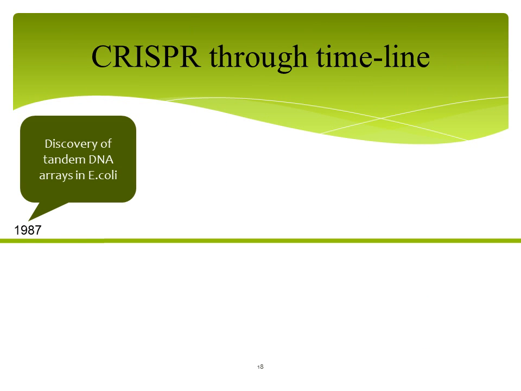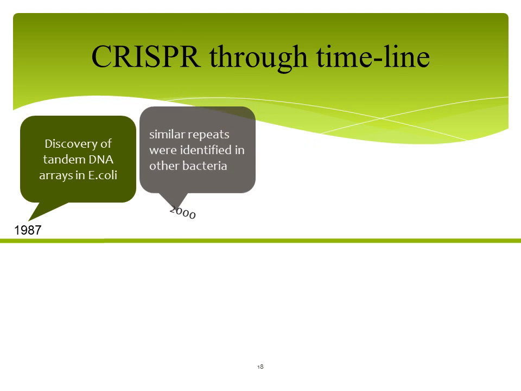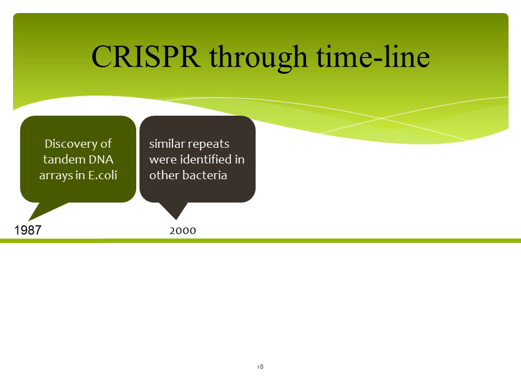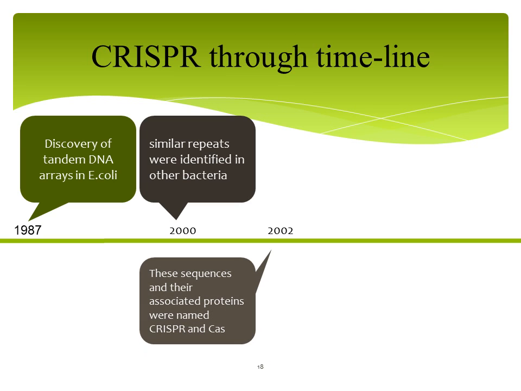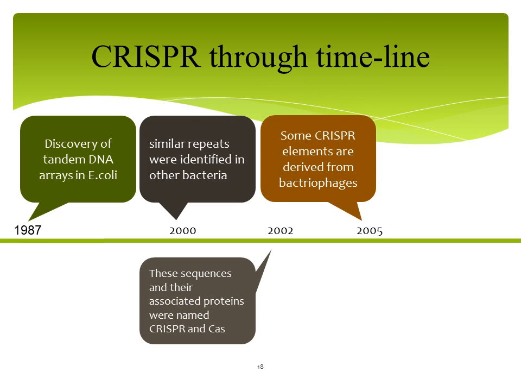CRISPR sequences were discovered in 1987 from E. coli, and until 2000, similar repeats of CRISPR were identified in other bacteria. In 2002, the sequence and the associated proteins were named CRISPR and Cas, and in 2005, it was clear that CRISPR elements are derived from bacteriophage.